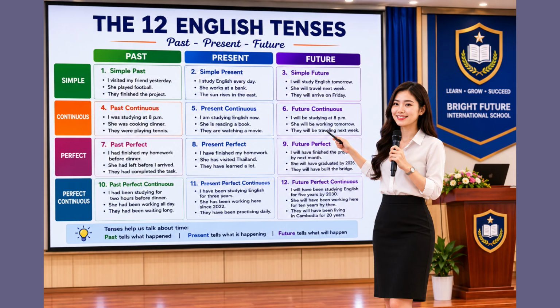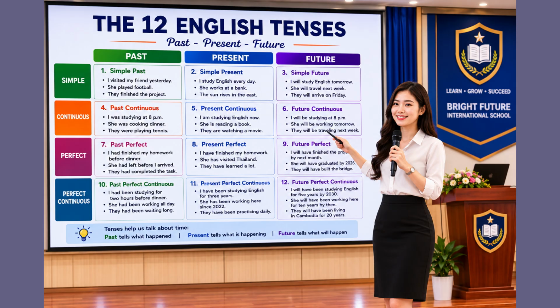Another effective strategy is to keep a daily journal. Every evening, write a few sentences about what you did yesterday, what you are doing today, and what you will do tomorrow. For example, you might write, "Yesterday I visited my friend and watched a movie. Today, I am studying English and reading a book. Tomorrow, I will attend a meeting and exercise at the gym." This simple exercise allows students to practice past, present, and future tenses every day. Over time, tense usage becomes automatic and natural.